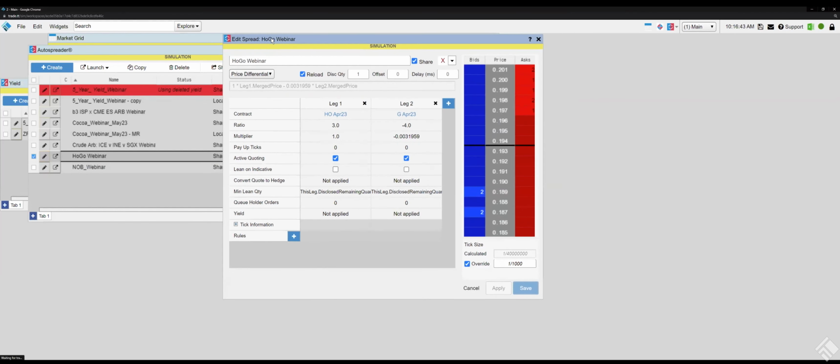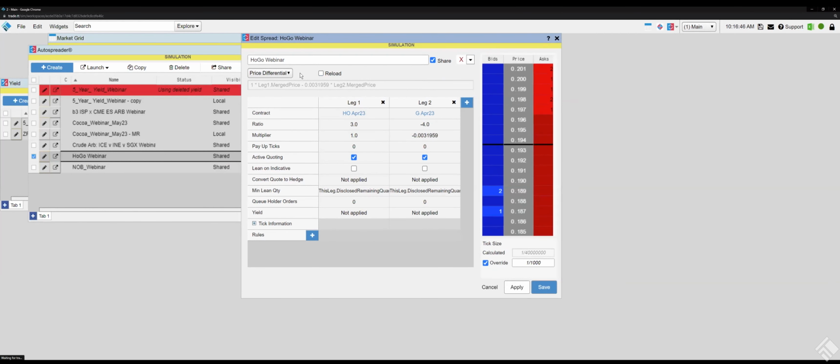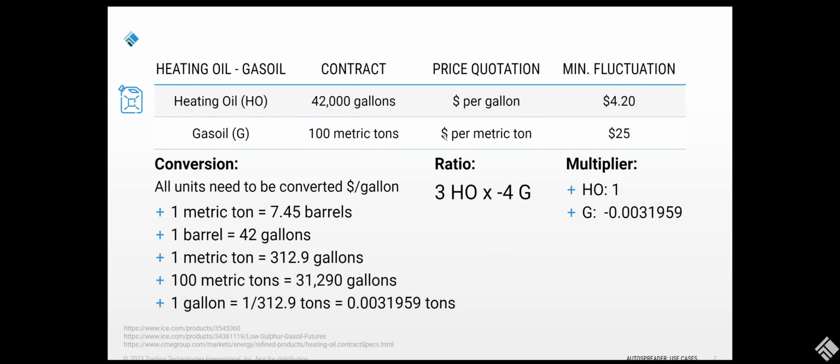As we take a look at the config, when we would build this config out, for the title we would leave this as price differential because we don't need to customize the specific formula itself. And then we have HO and G for our 2 legs. And again, as we said, the ratio is going to be 3 to 4. The multiplier on heating oil does not change because we didn't have to modify that, still representing the 42,000 gallons. And the multiplier on gas oil is going to be negative 0.00319959, just as we had calculated on our slide here.